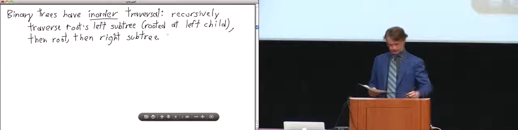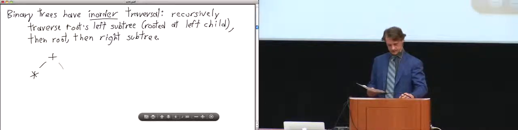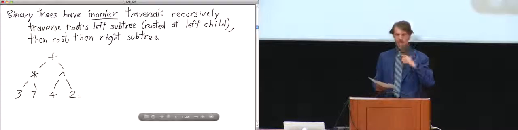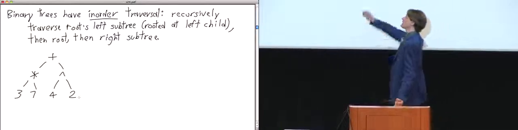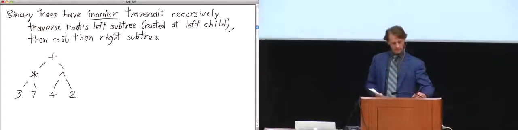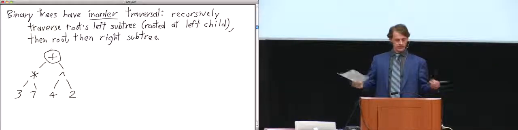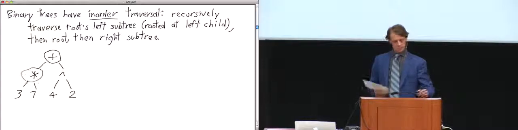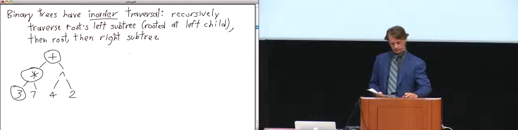And so, for instance, if I have an expression tree that looks like this, the idea is that I'm going to start my traversal at the root, as always, but I'm not going to visit the plus yet. I'm going to visit its left subtree first. So I go down to here. I'm not going to visit that one yet. I'm going to visit its left subtree first. So I go down to that one. It has no children, and so I now visit the 3.